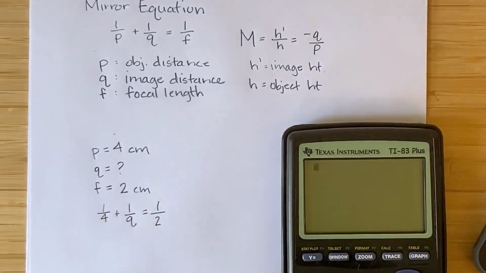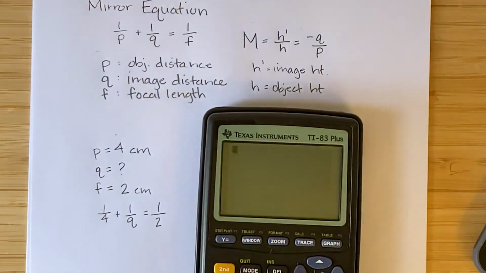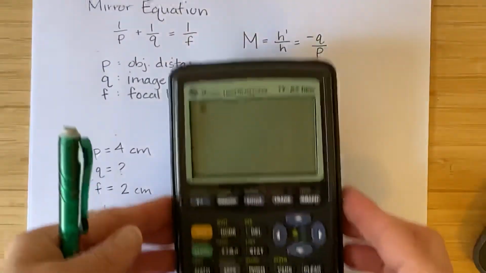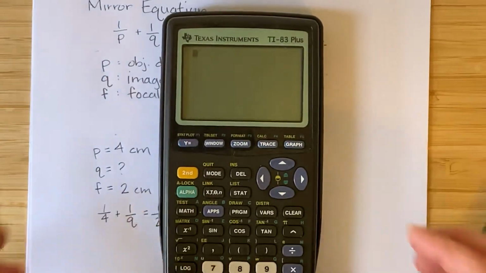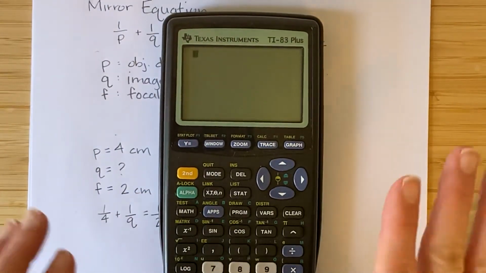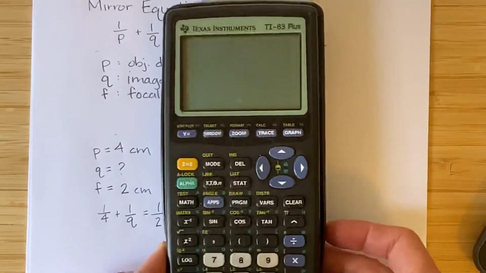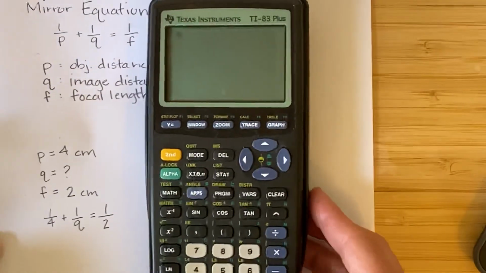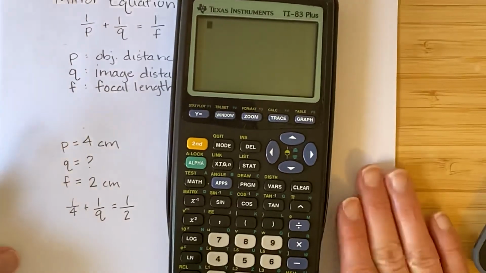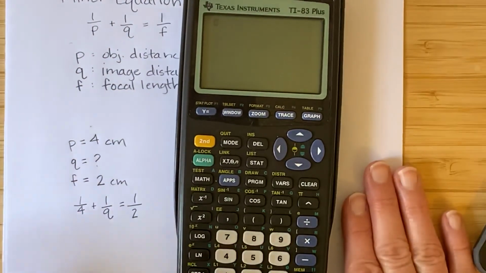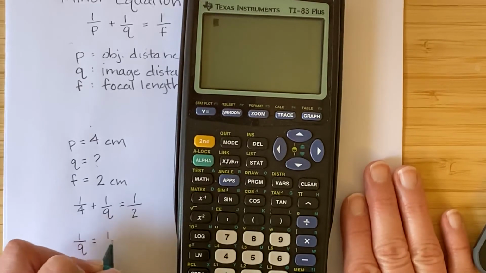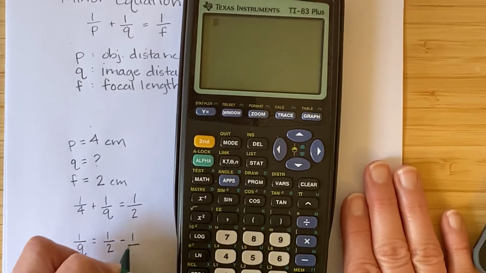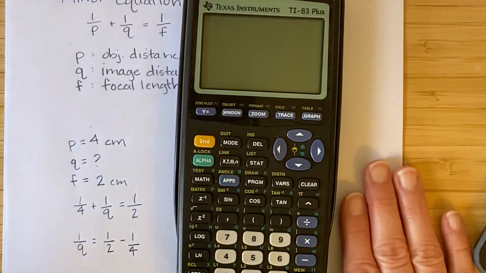Now you could probably do that in your head, but let's not do that. We're going to show you how to do it on your calculator. So I'm not going to zoom in. I'm going to go back and forth on this. But in order to do this the easiest way, let me move this over. Sorry. Remember to find the answer, 1 over Q would equal 1 over 2 minus 1 over 4. That's algebraically how we would find it.